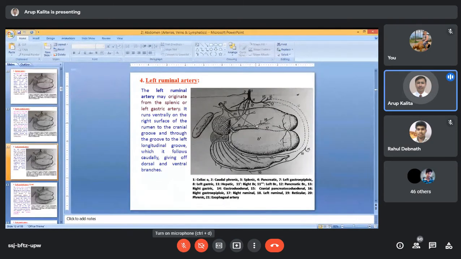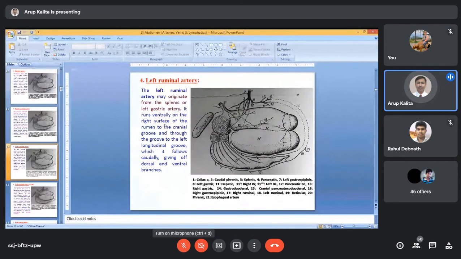So number 8 is the left gastric artery. This is the left gastric artery. Number 18 is the left ruminal artery. The left ruminal artery may arise either from the splenic or from the left gastric artery.